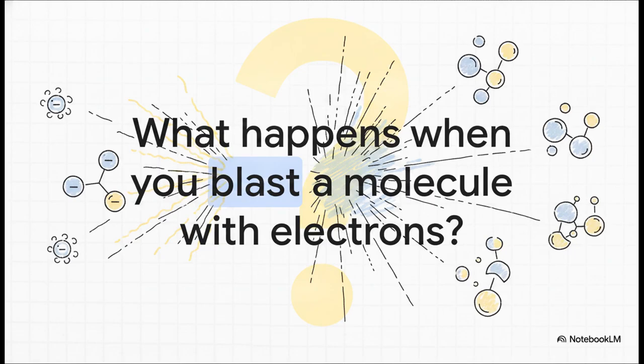So think about this. What really happens when you blast a molecule with high-energy electrons? You'd probably imagine complete explosive chaos, right? But that's the secret of mass spectrometry. The molecule absorbs a massive amount of energy and shatters, absolutely. But it doesn't shatter randomly. It creates this highly predictable shatter pattern, governed by some pretty strict chemical rules.